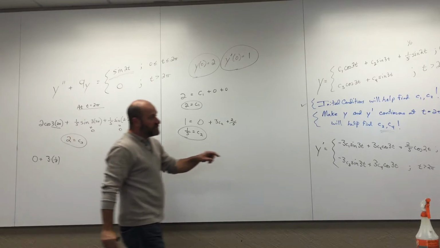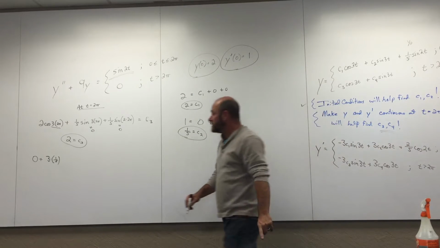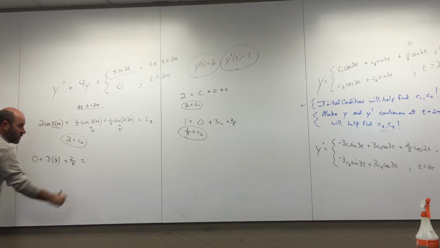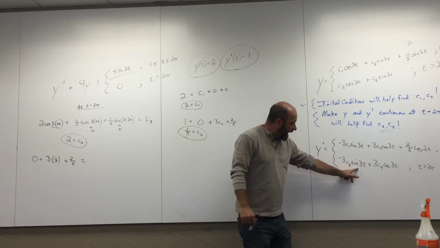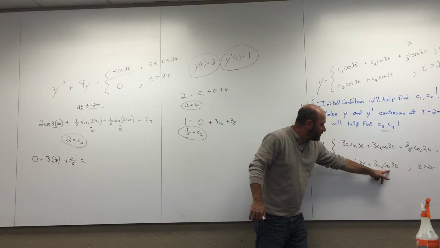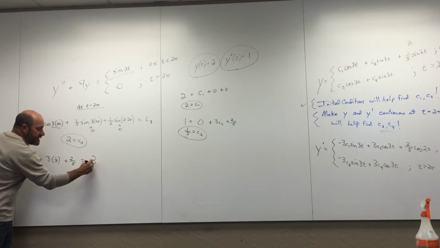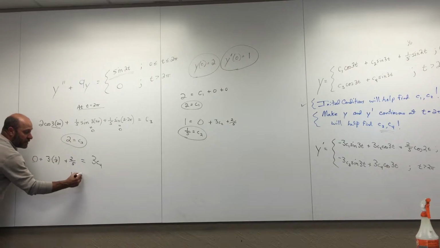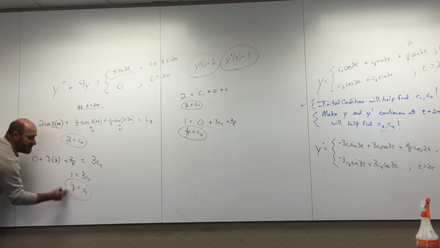And then if I plug in a 2 pi here, cosine of 4 pi is a 1. That's a 2/5. And it should equal the bottom piece at 2 pi. At 2 pi, this sine function goes to 0. This cosine function is a 1. I think I get a 3c4. Wow, this is 3/5 plus 2/5. I guess that's a 1. Equals 3c4. Divide by 3, c4 is 1/3. That was fun.